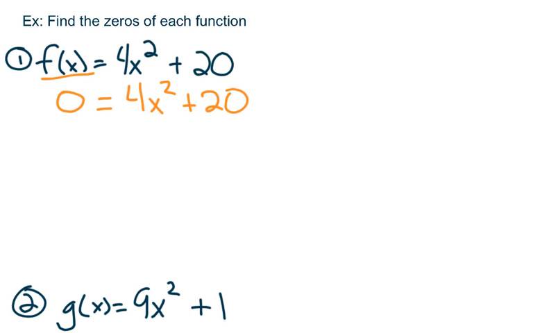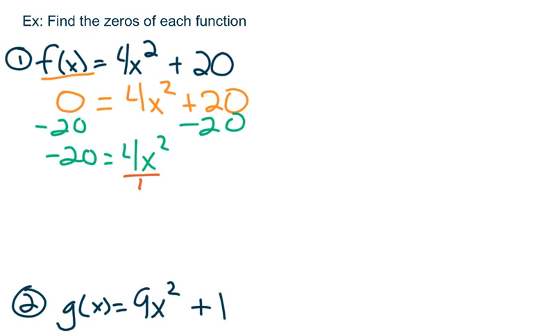Okay, so we want to get x squared by itself, so we're going to do that by subtracting 20 on both sides. So negative 20 is equal to 4x squared. Get rid of the 4 by dividing. Negative 20 divided by 4 is negative 5 is equal to x squared.